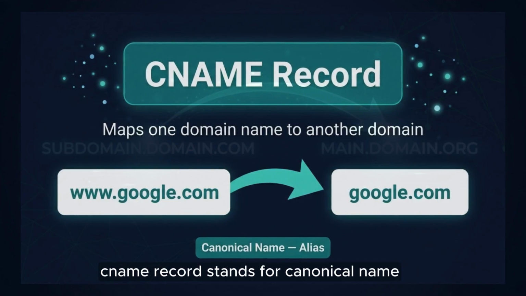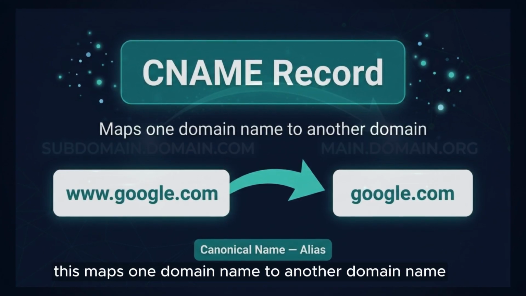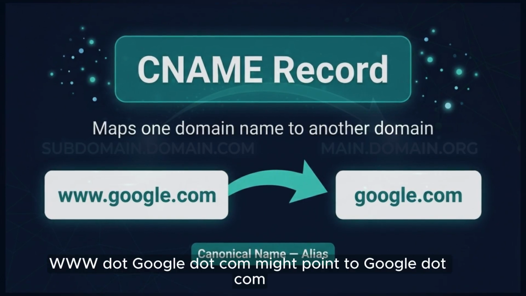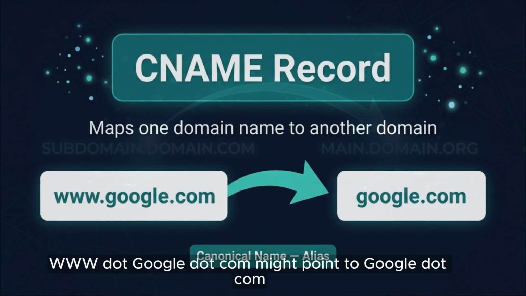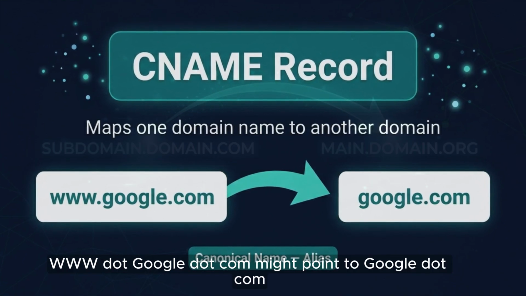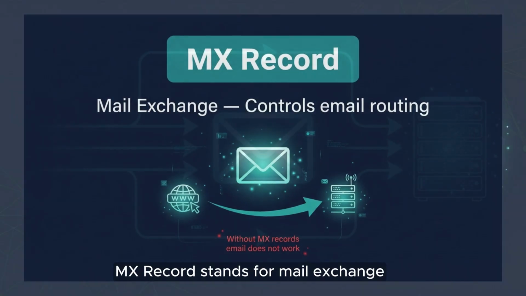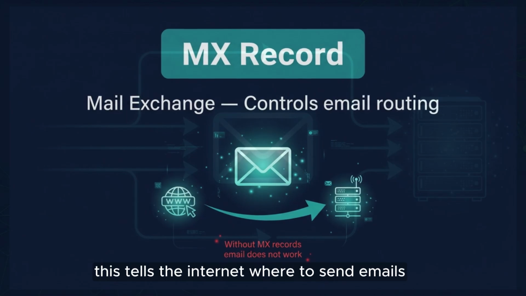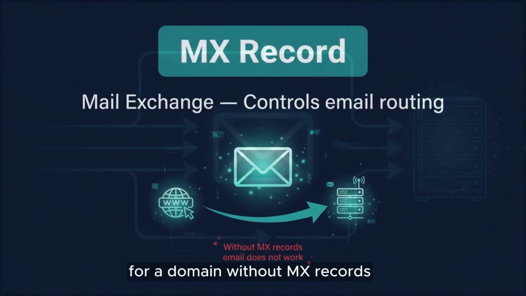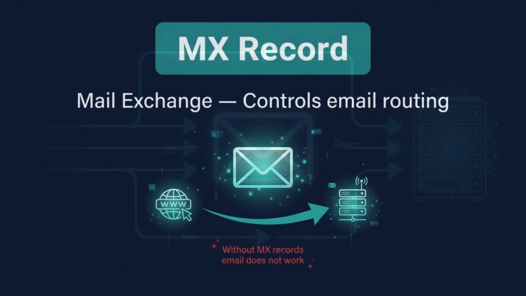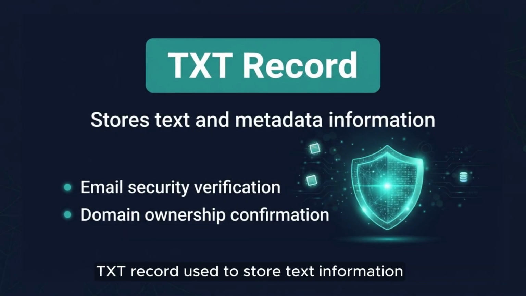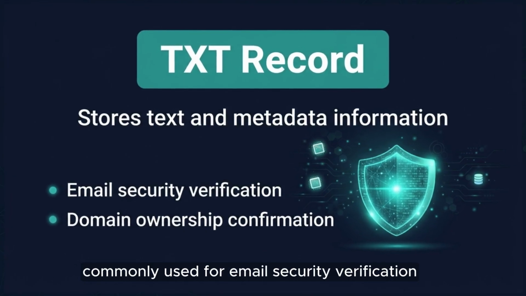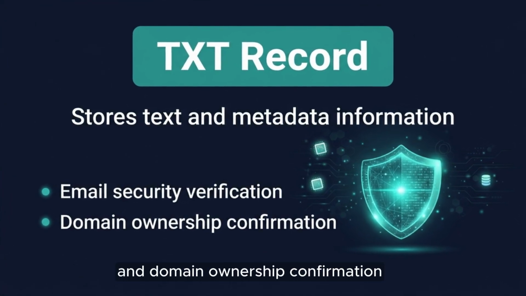CNAME record stands for canonical name. This maps one domain name to another domain name. For example, www.google.com might point to google.com. MX record stands for mail exchange. This tells the internet where to send emails for a domain. Without MX records, email would not work. TXT record, used to store text information, commonly used for email security verification and domain ownership confirmation.